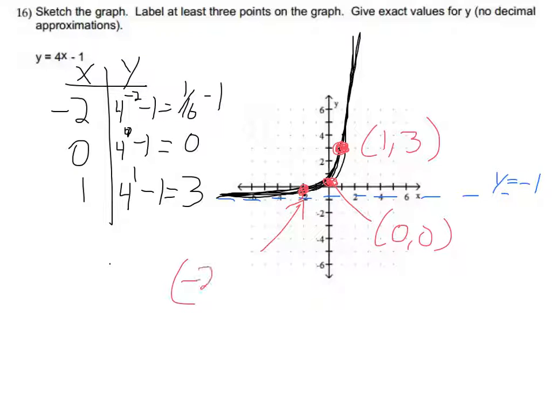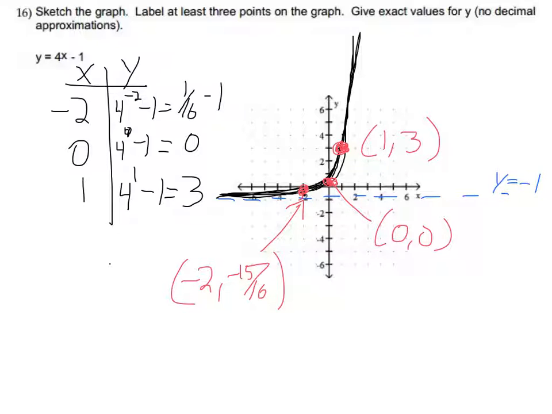Let's see, -2 and 1/16 minus 1 is -15/16. We've labeled everything. There's no way anyone better take any points away for this. All right, great. Now the -15/16, if you use your decimal to get approximations, well, you're not following instructions, so be careful with that. We've sketched the graph. We have a nice exponential. Exponentials have horizontal asymptotes. That's labeled. We've got 3 points listed. We are ready to go on.